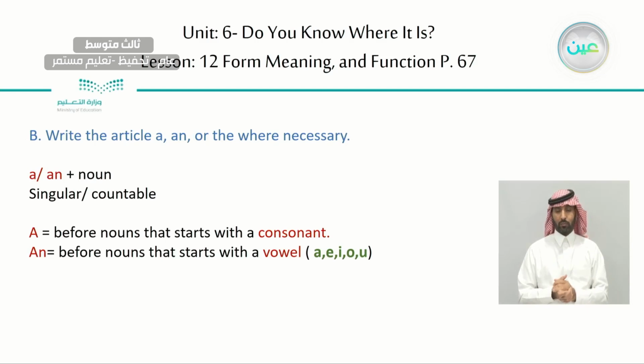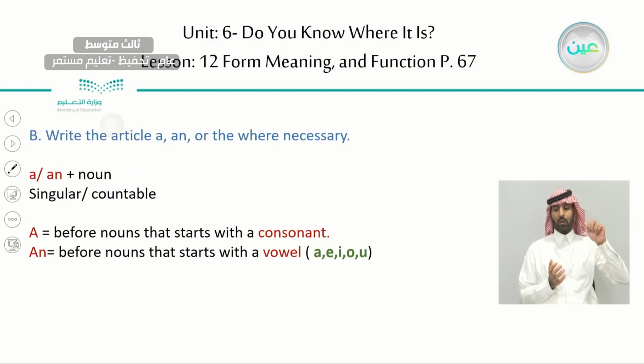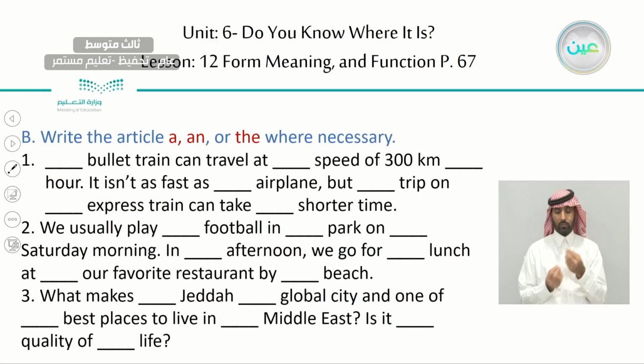For exercise B, he wants you to write either the article a or an or the, depending on the sentence. Do you remember a and an? We use them with the singular countable. A, we use before consonants, and an, we use with a noun that starts with a vowel: A, E, I, O, and U. Okay? This is how we use it. This is the last exercise. Let's do it together. Okay? Pause the video, think about it. Where do we add the and where do we omit the? And let's see the answers together.